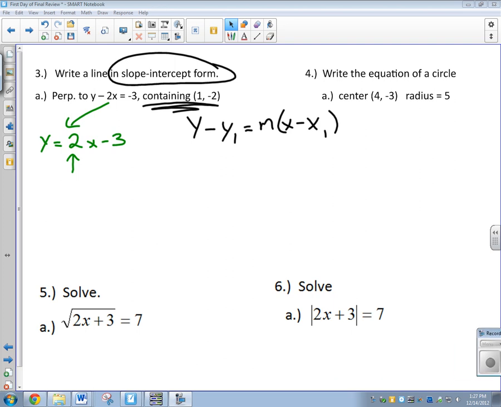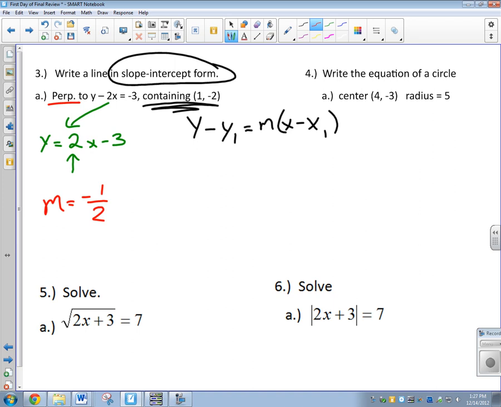I got y by itself here, so we found the slope. The slope is 2, but it says I'm perpendicular to this line. So if that slope is 2, negative 1/2. So Leo, how did you get negative 1/2? What does perpendicular mean? What do you have to do? Reciprocal. Change the sign. So the reciprocal of 2 is 1 over 2, and then she changed the sign to get negative 1/2.